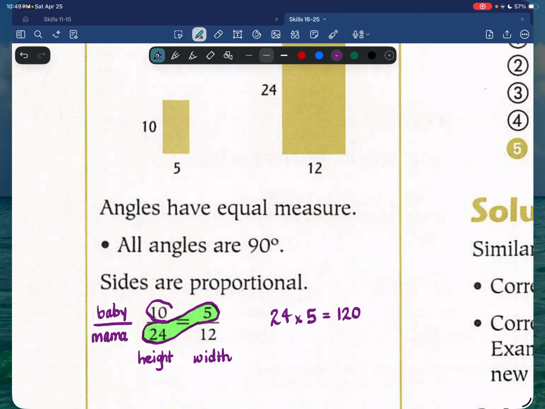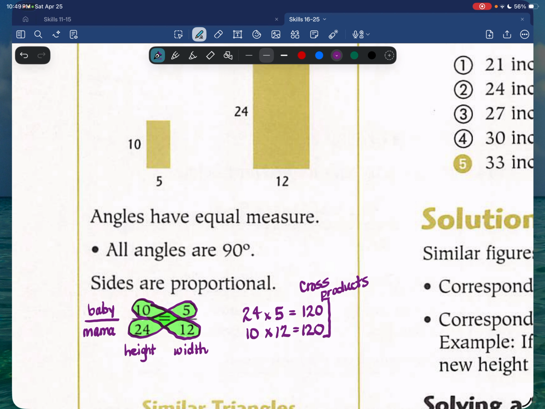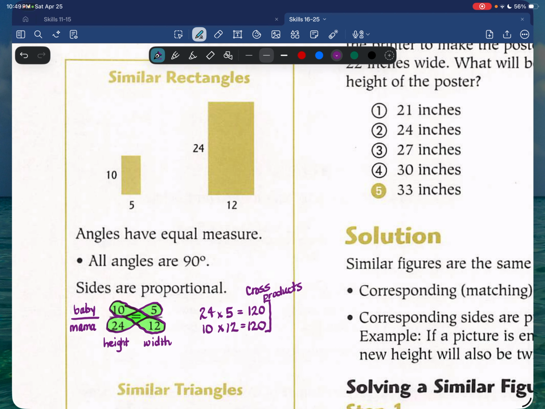And then you draw a peanut this way. And you guessed it, you multiply it. 10 times 12, I can bring that 0 over, and 12 times 1 is 12. If these are the same, and these are called cross products, if these are the same, that tells me that the mama and baby go together, that mama belongs to that baby and vice versa.